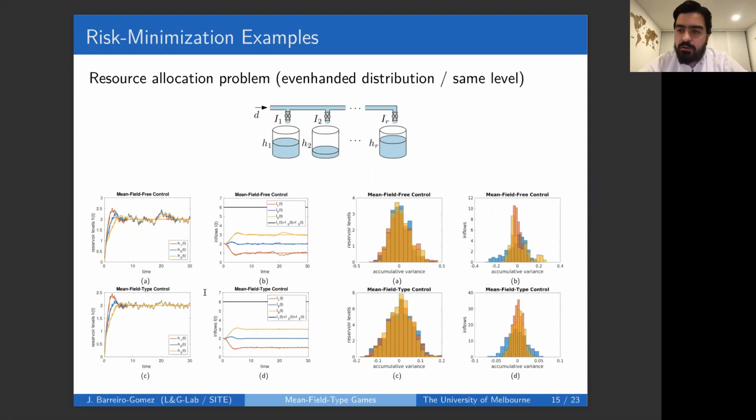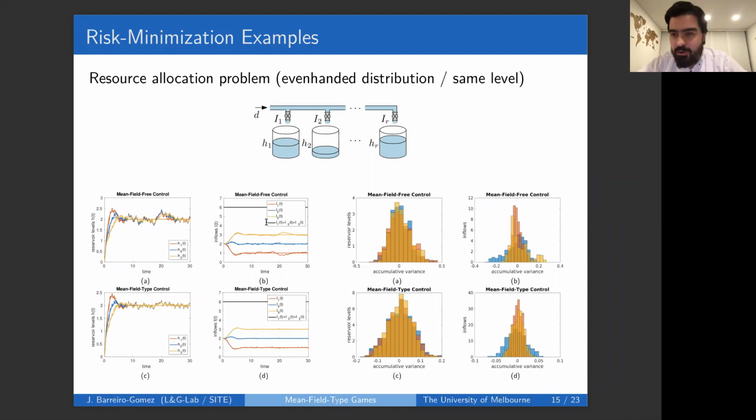So in the first row, we have a mean field free control example. What we mean by mean field free is that it's a controller that does not consider risk terms. So we are not minimizing the variance or other kinds of terms. We see that we managed to achieve the same expected level, and we satisfy the constraint, in this case given by 6. But, and here we see the distribution of the variables of interest.